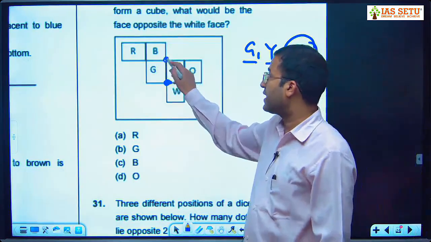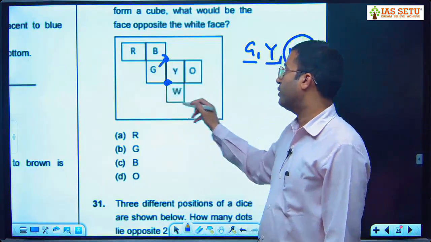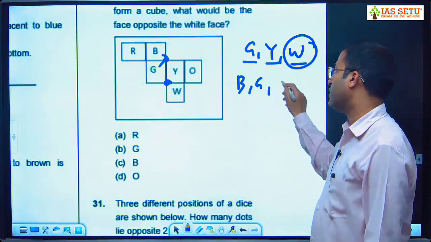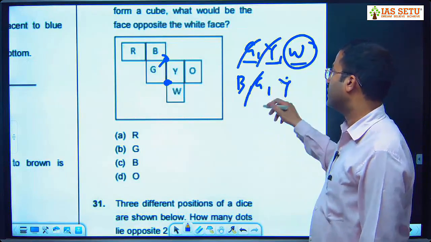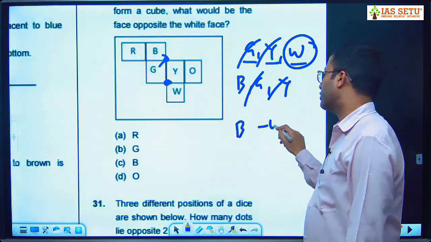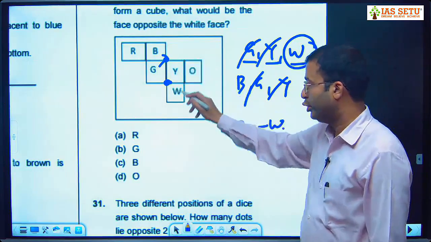So we have a second vertex, this, which is common for blue, green, yellow. Green and green cancel, yellow and yellow cancel, so you get your answer. What is the opposite of white? Blue.